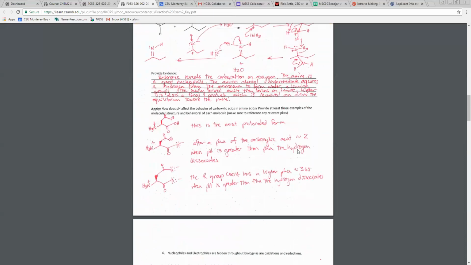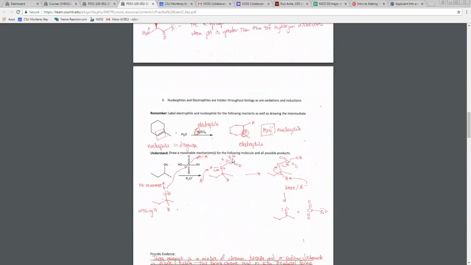How does pH affect the behavior of carboxylic acids? So at least 3 examples. So this is aspartic acid. There are actually 3 pKa's: the carboxylic acid, the R group, and the ammonium group. And again, for each of those pKa's, once our pH rises above that pKa, then we're going to deprotonate that proton.